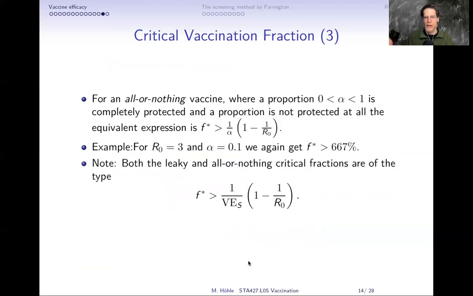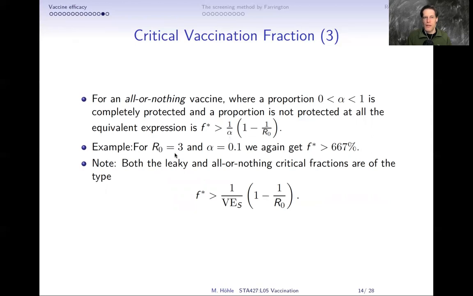Okay, maybe just as a final outlook, for an all or nothing vaccine, which is the same view to look at, but just a different interpretation, namely that a certain proportion of those vaccinated are completely protected, and that proportion is alpha, and the opposite, 1 minus alpha, is the proportion not protected at all by the vaccine. In this case, the critical vaccination fraction is given by this expression, where you just see that instead of 1 divided by 1 minus theta, we now use 1 divided by alpha.